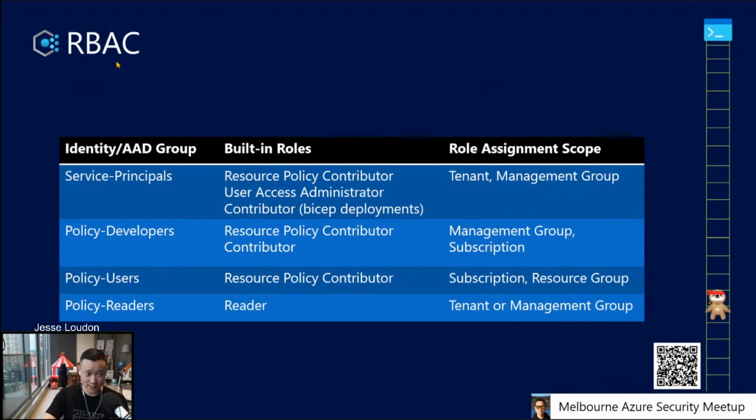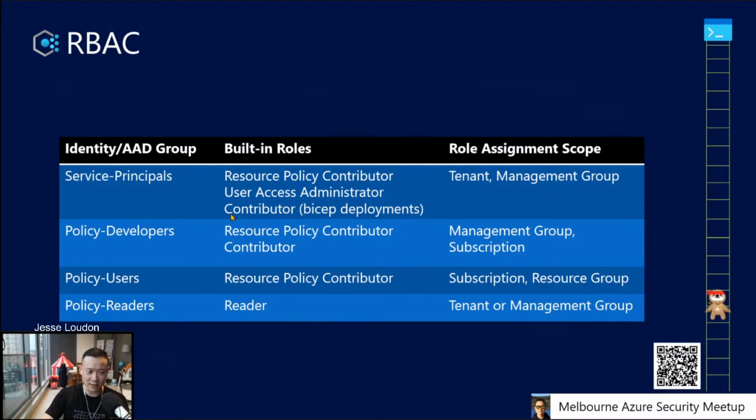RBAC. Role-based access control is something I get asked quite a lot. This is an example of an RBAC design. So here we have service principals, and then there are the built-in roles that I've used for assigning to service principals, primarily these built-in roles here. And then the assignment scope here, you generally want it to be as high as possible, just to reduce the administrative burden.